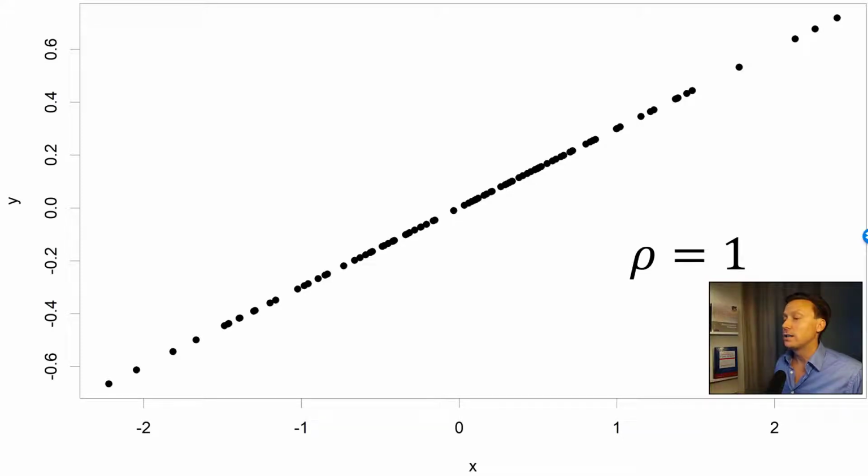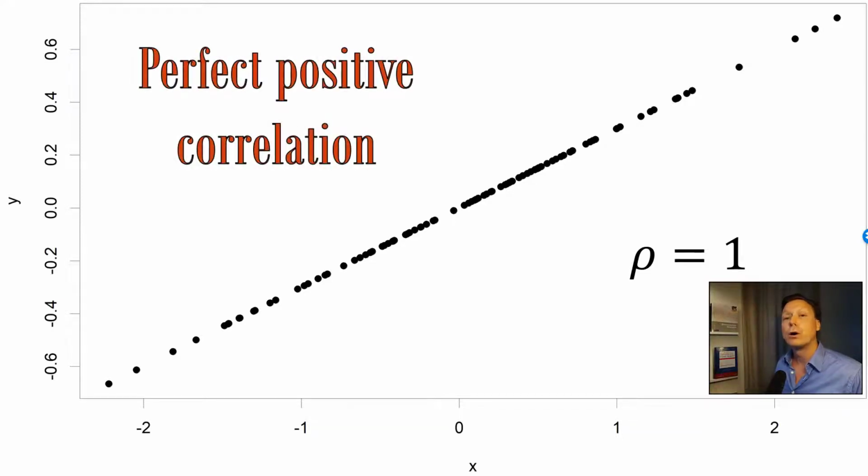This particular case has a special name. This is a so-called perfect positive correlation. We don't even need the other variable. We only need to measure one of these variables because from one of these variables, we know exactly what's going on with the other one.